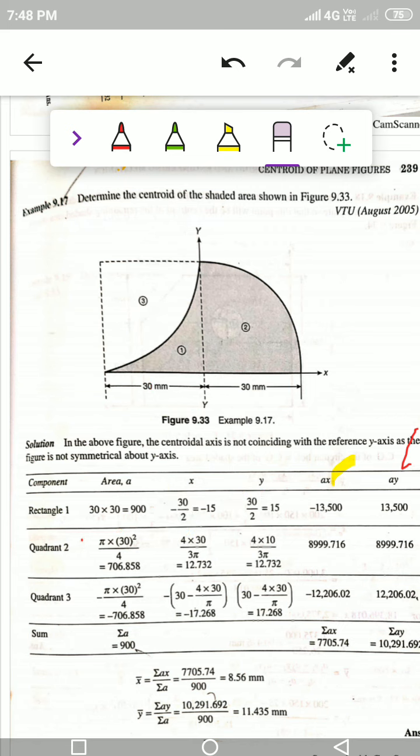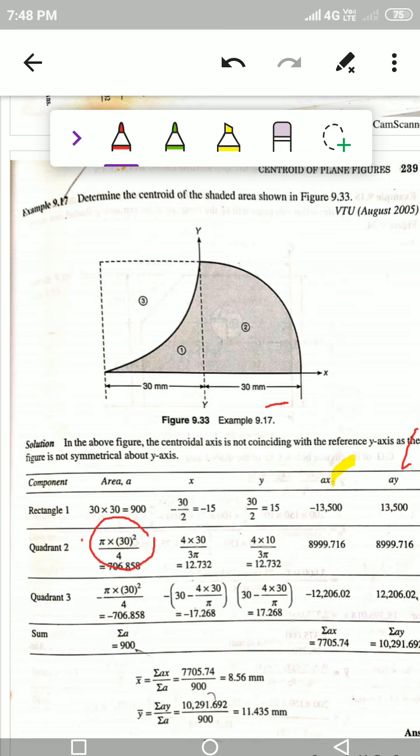Next we will move to the centroid of the second geometrical figure. What is the second geometrical figure? This one, the quarter circle. Now consider this quarter circle. You know the area of a quarter circle is pi r square divided by 4. Here r is 30 mm, as you have considered.